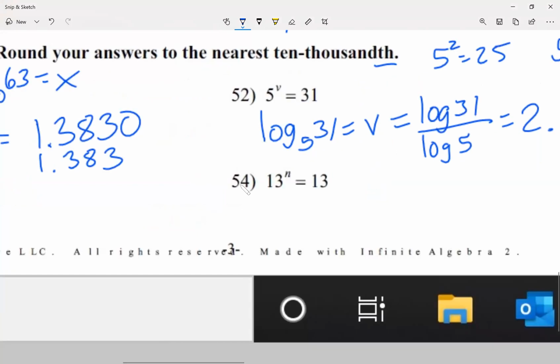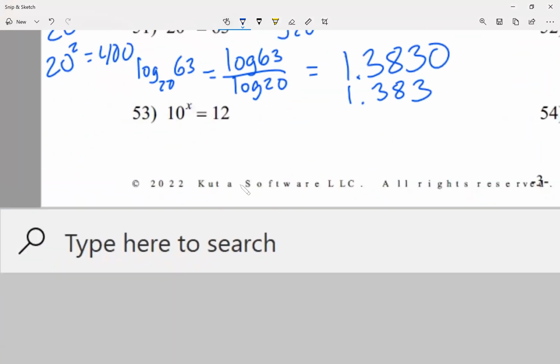All right, let's take a look at another question here. 10 to the x is equal to 12. I know 10 to the 1 is 10. 10 to the 2 is 100. So I expect this to be between 1 and 2. This is in exponential form, so let me write this in logarithm form. I'm going to say log base 10 of 12 is equal to x.